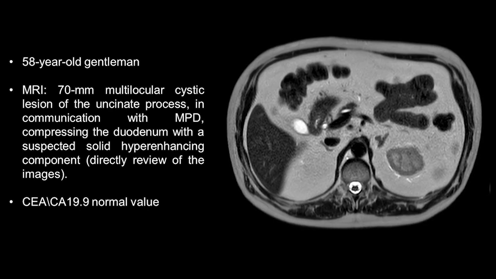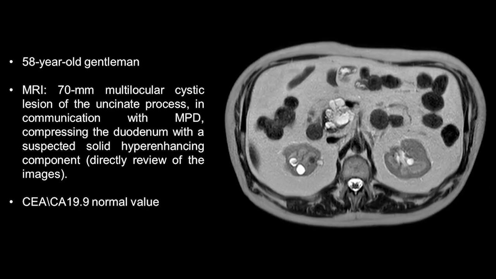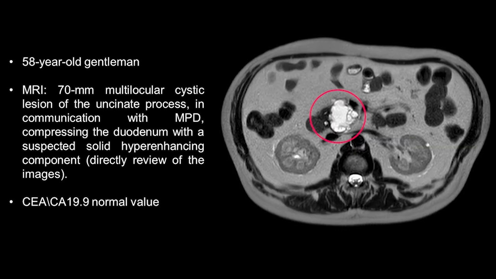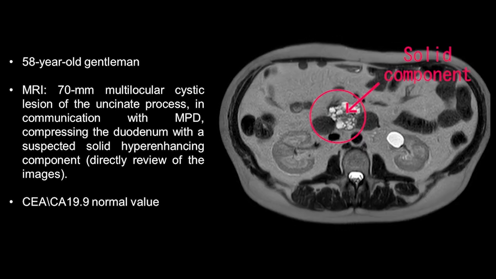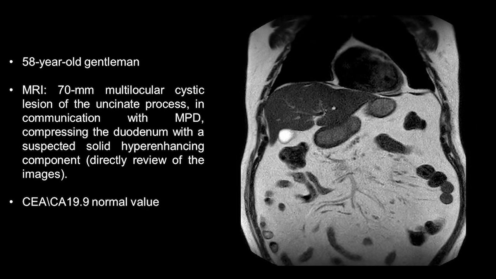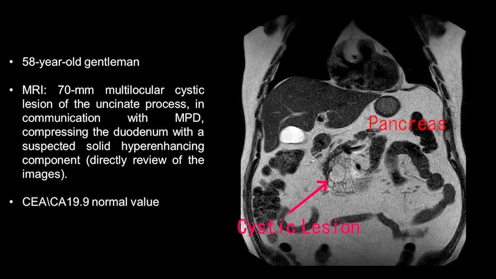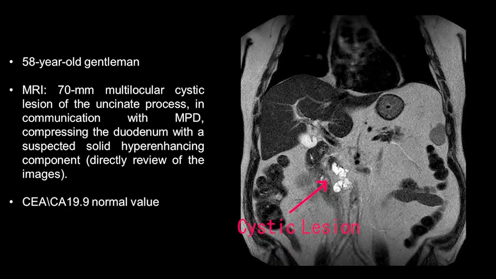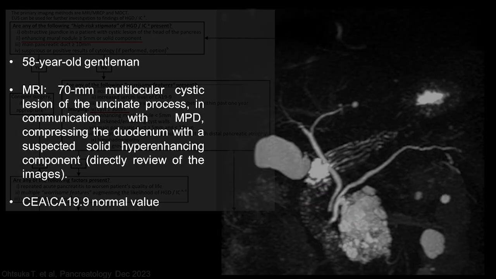We present the case of a 58-year-old man with recurrent abdominal pain and incidental radiological evidence of a 70 mm cystic lesion of the uncinate process in communication with the MPD, compressing the duodenum. The review of the images also revealed a suspected solid hyperenhancing component inside.